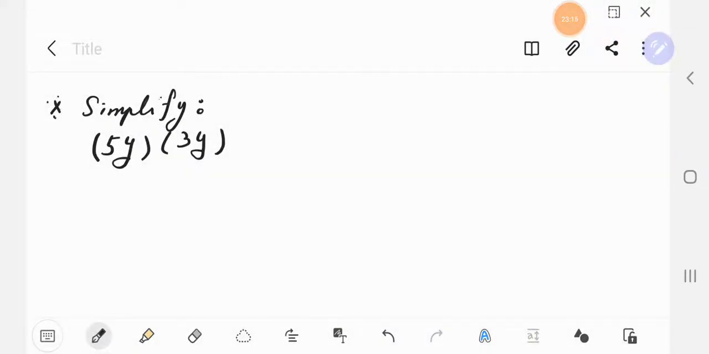Okay, let's simplify this expression. This expression is a product, isn't it? Because you have a parenthesis times another parenthesis. This is a product, and each parenthesis is also a product, 5 times y. So this is equal to 5 times y times 3 times y. They are products, so you can interchange these two. That is called what? Commutative property of multiplication, right? So exchange this y and 3.